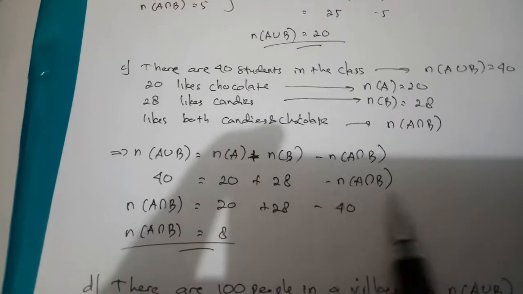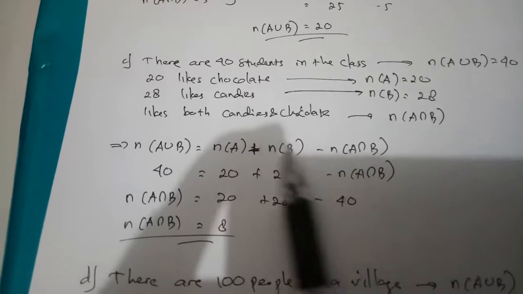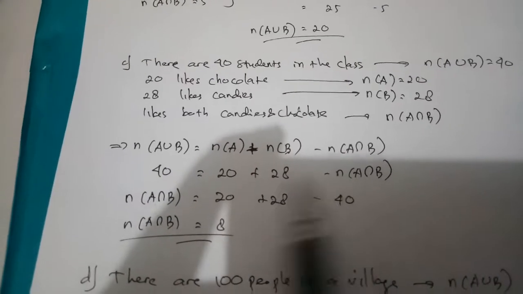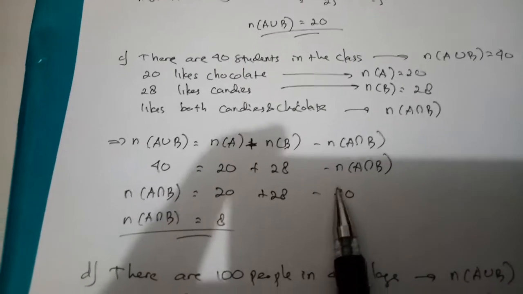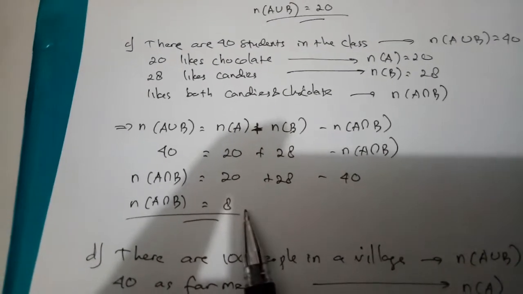n(A intersection B). So this, I'm going to put on the other side of the equal sign, so minus becomes positive, and this one goes here, positive becomes minus, right? 20 plus 28 minus 40 is equal to 8.